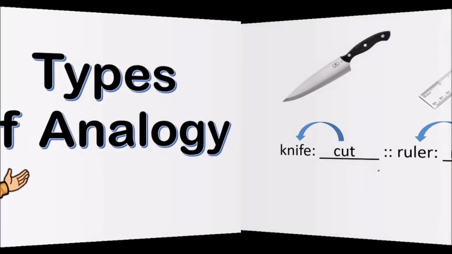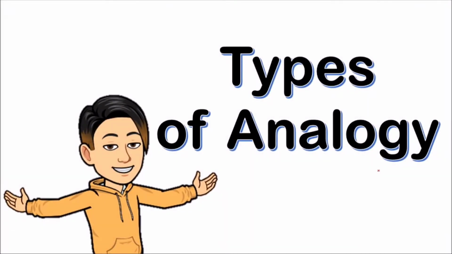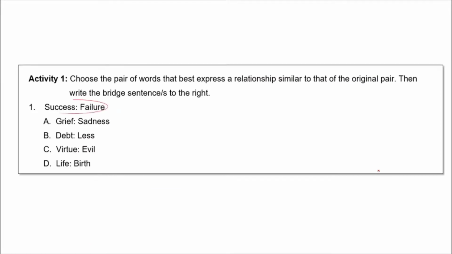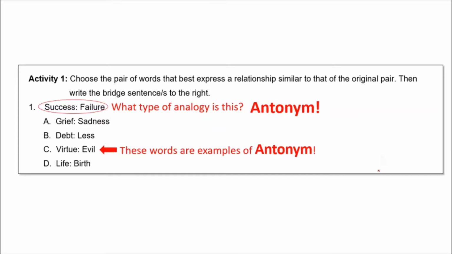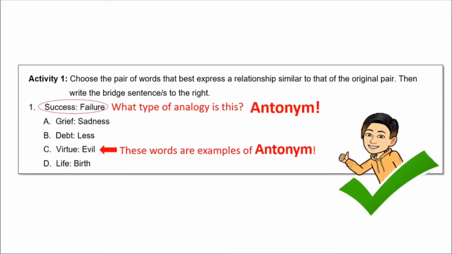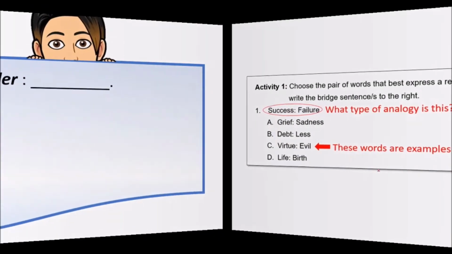Now let's go to the different types of analogy. The point here is you should know at least some of the most basic types of analogy, because once you discover what type of analogy is being asked about in your test paper, then it is easier for you to locate which among the options is correct, okay? Now let's go to our first type of analogy by answering this one.